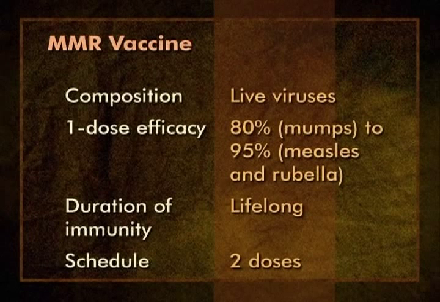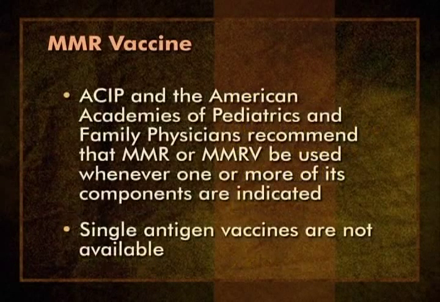MMR vaccine is a live virus vaccine. The efficacy of a single dose has been estimated at 80 to 95%, depending on the component. Single-dose mumps vaccine efficacy is estimated to be 80 to 90%. Single-dose measles and rubella vaccine efficacy are 90 to 95%. Duration of immunity appears to be very long, probably lifelong. Even though single-dose efficacy is high, the routine MMR schedule is 2 doses.